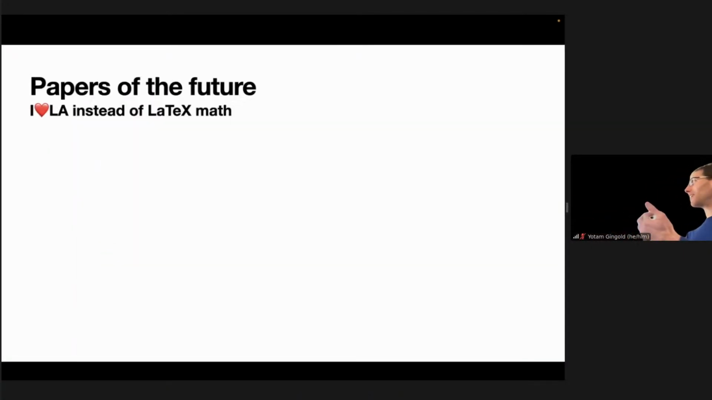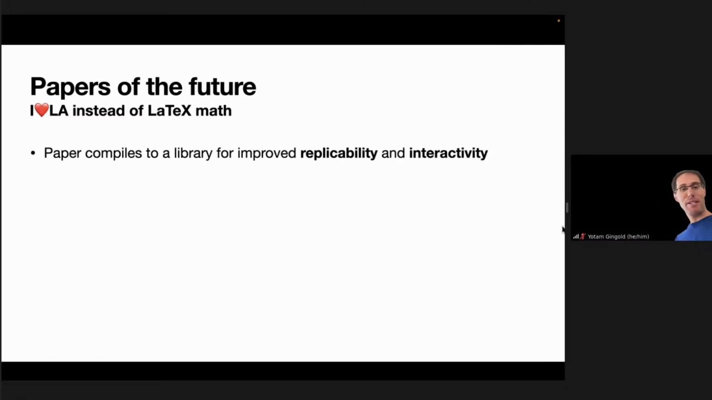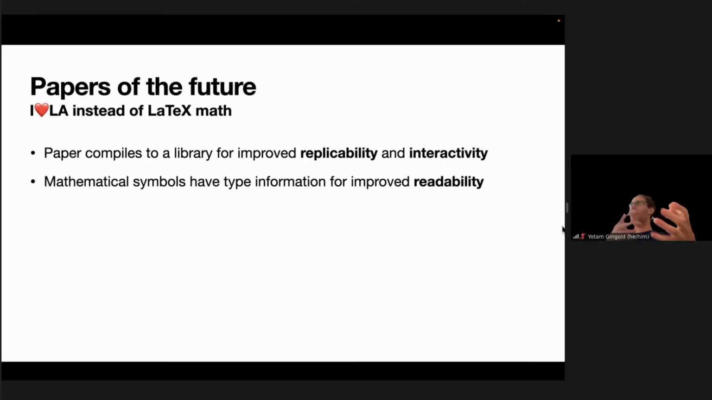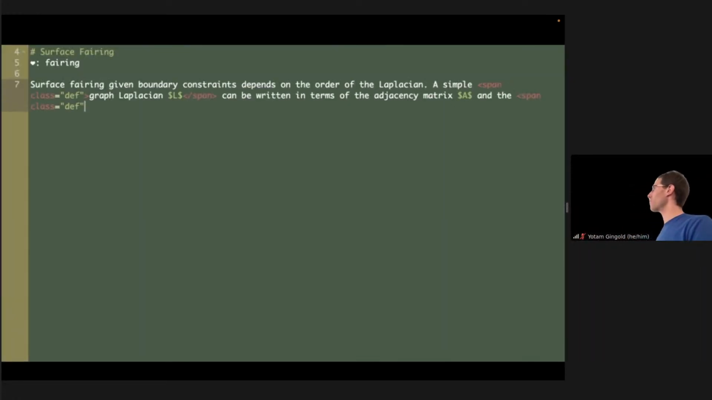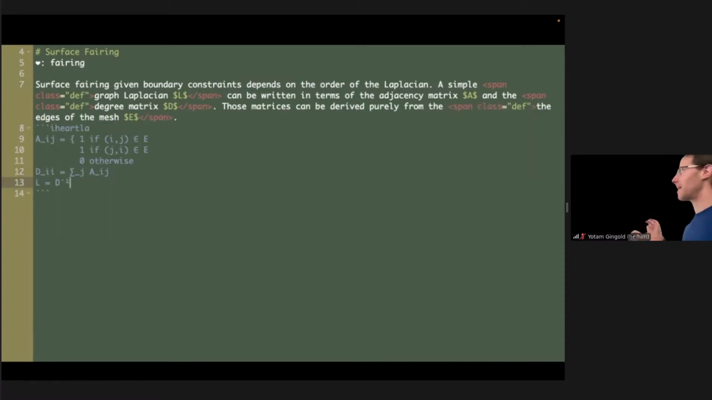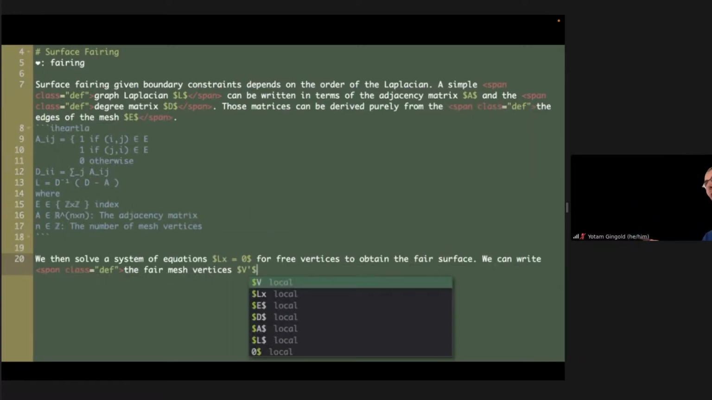But this seems like a good foundation for papers of the future, right? What if we were using IRLA instead of LaTeX in the papers where it was appropriate? So that was this second piece of work here. What if you could have a paper that compiles to a library for improved replicability and interactivity? And then what else could you do with all the metadata that you get from the compilability of these formulas, right? So we can improve the readability of papers. That was the goal here with Heartdown, right? So Heartdown, like Markdown, where you can put in code blocks.